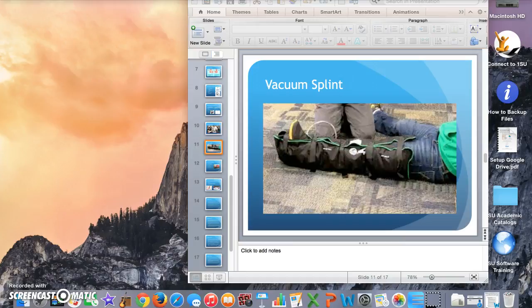A vacuum splint is a useful tool for stabilizing an extremity fracture. In this case, it is the leg, and it involves first pumping air into the splint so that it is flexible enough to work with. Next, you will place the athlete's injured extremity into the splint and strap them in. Next, you will take the pump and pump air out of the splint, and you will continue doing this until you see beads press up against the walls.